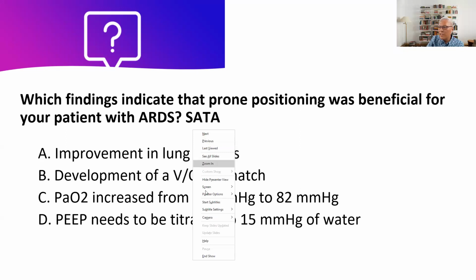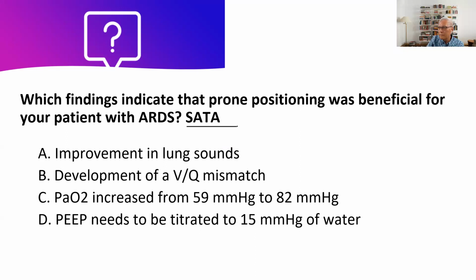Okay, so select all that apply. All right, so improvement in lung sounds, that's very good. I think so. Prone positioning helps improve not only your PaO2, but it also improves perfusion and ventilation. So the heart in this position is no longer laying against the lungs, and this improves airflow. So letter A is correct.